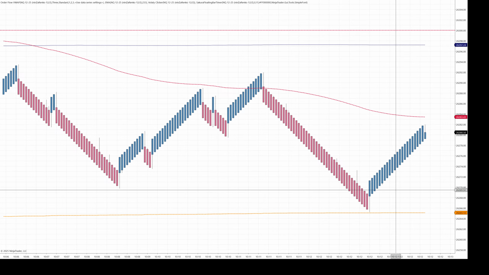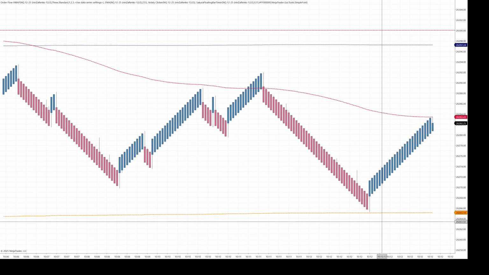There's that VWAP bounce I was talking about earlier. I missed it, but it didn't quite touch VWAP though, so I don't know if I would have taken that higher or not.